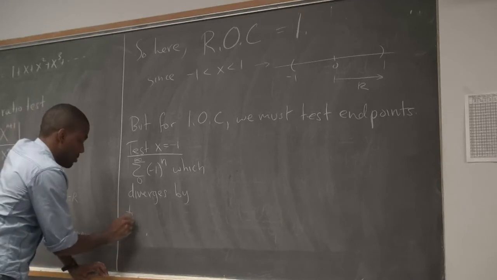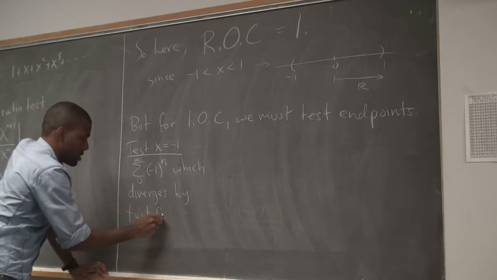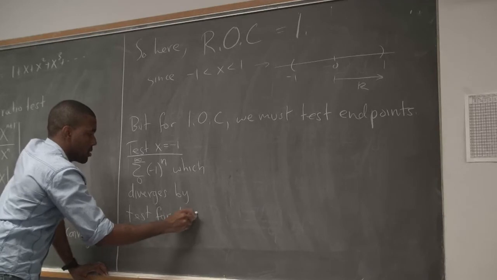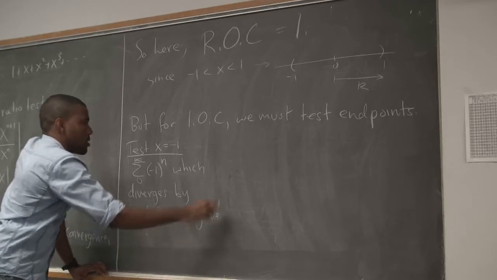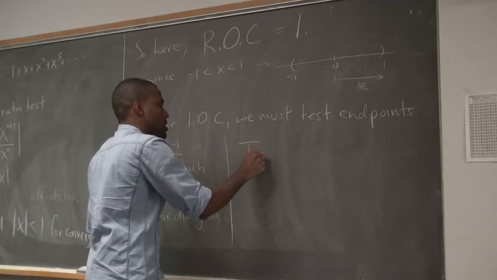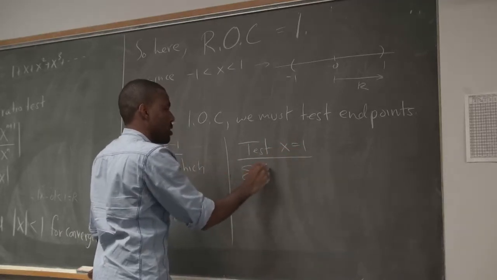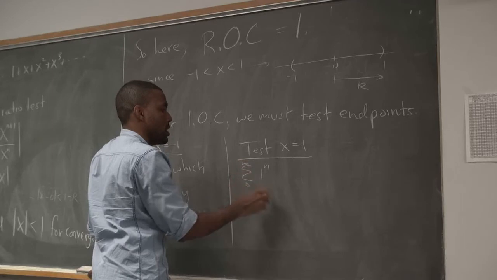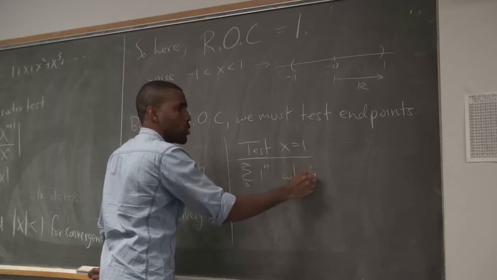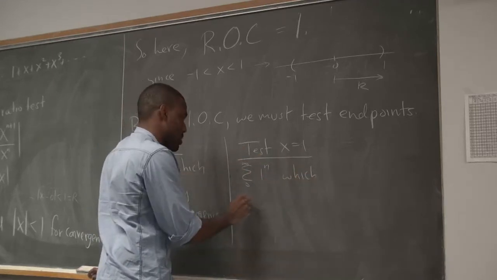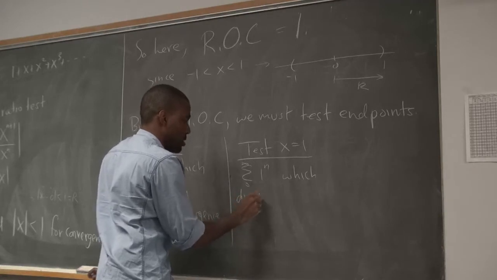Geometric series. Sure, yeah. I was thinking more tests for divergence. The limit's not zero. Right? If you test x equals 1, then the sum just becomes 1 to the n from 0 to infinity, which again diverges. Of course, you keep adding 1, you're going to go to infinity. Again, by test for divergence.